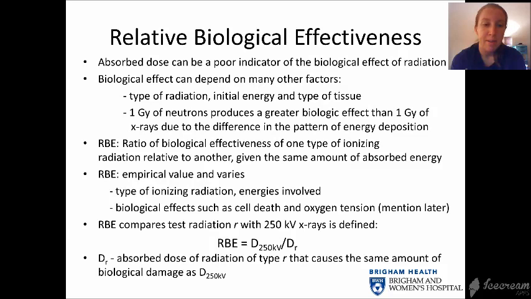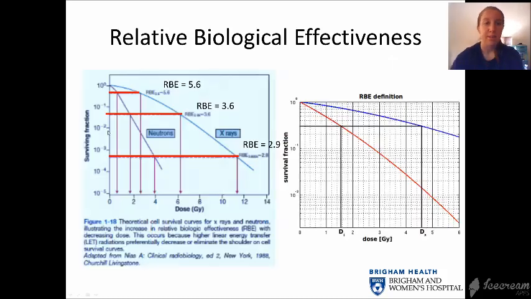So RBE compares the test radiation R, meaning neutrons, alpha particles, even photons at different energies, with 250 kV X-rays, and it's defined as RBE equal to the dose of 250 kV over DR. DR is the absorbed dose of radiation of type R that causes the same amount of biological damage as D250 kV.